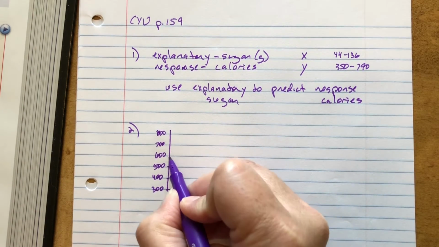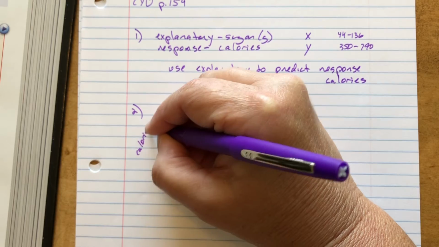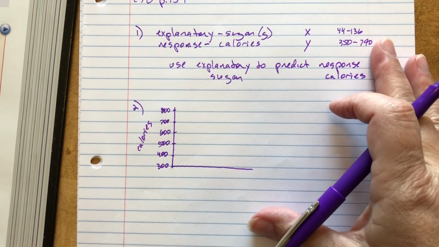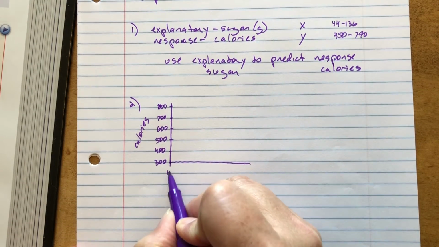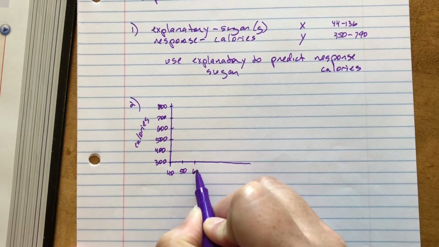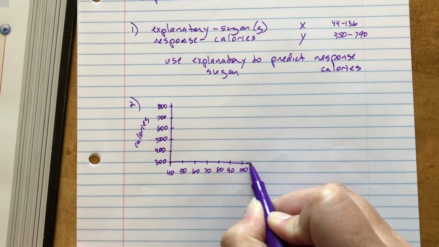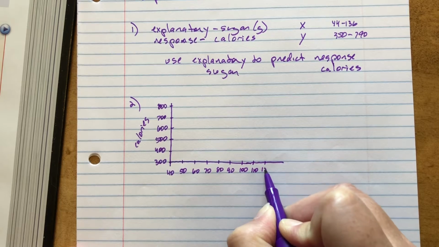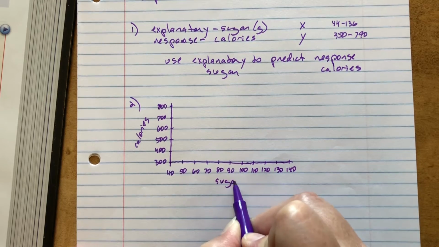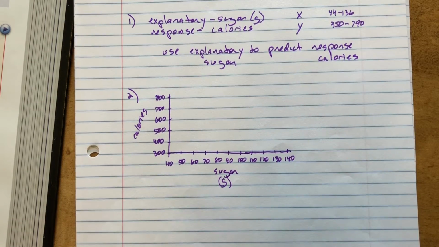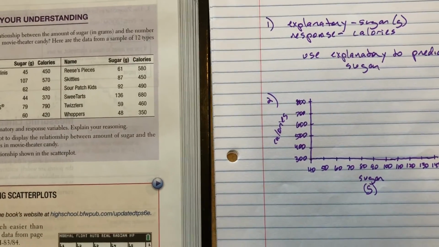I put my tick marks here, and this is my calories. And then for my sugar, what did I say? From 40 to 140, and I'll go by tens. So 40, 50, and this is sugar in grams. Okay, let's plot away. How am I going to do this so you can see both? I think you can see both.